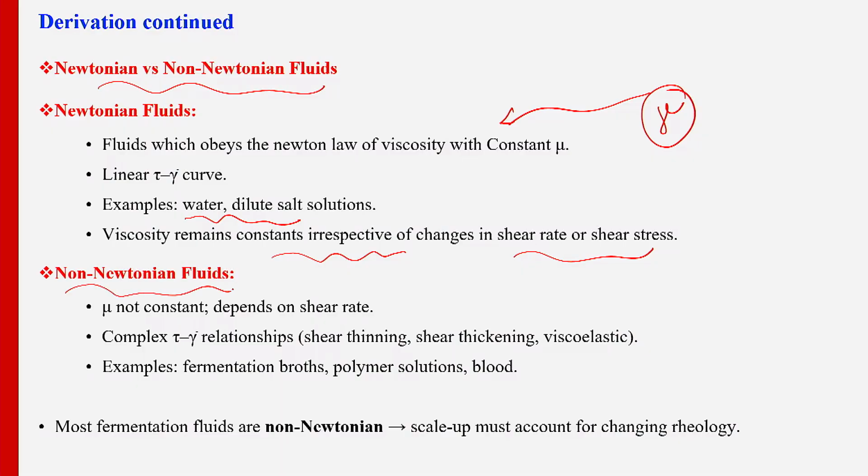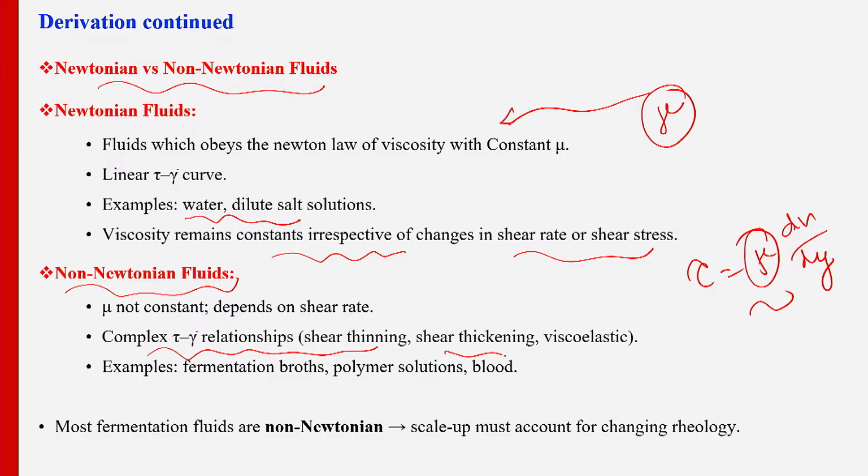So for non-Newtonian fluids, mu is not constant, because tau equals mu of dV by dy, and mu varies in non-Newtonian fluids. That depends on shear rate. Non-Newtonian fluids include shear thinning, shear thickening, pseudoplastics, viscoelastics, and many other types. Sometime we will discuss more on this.